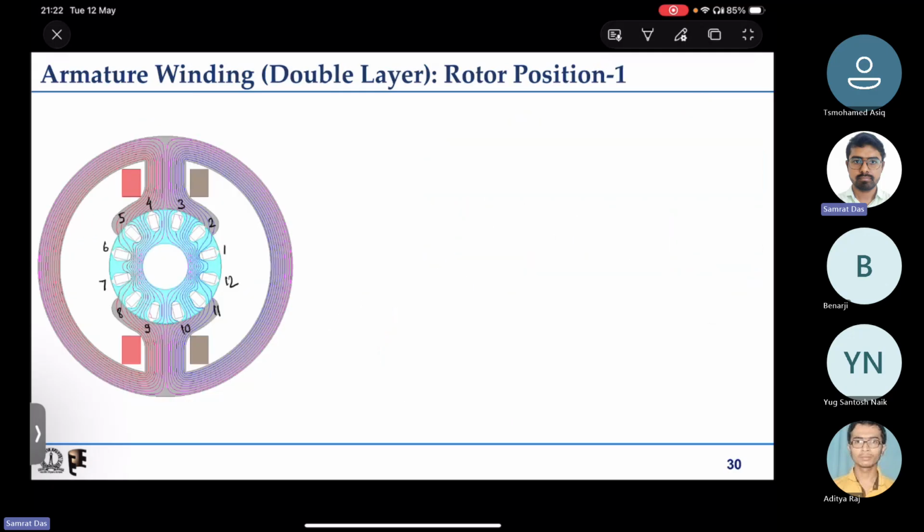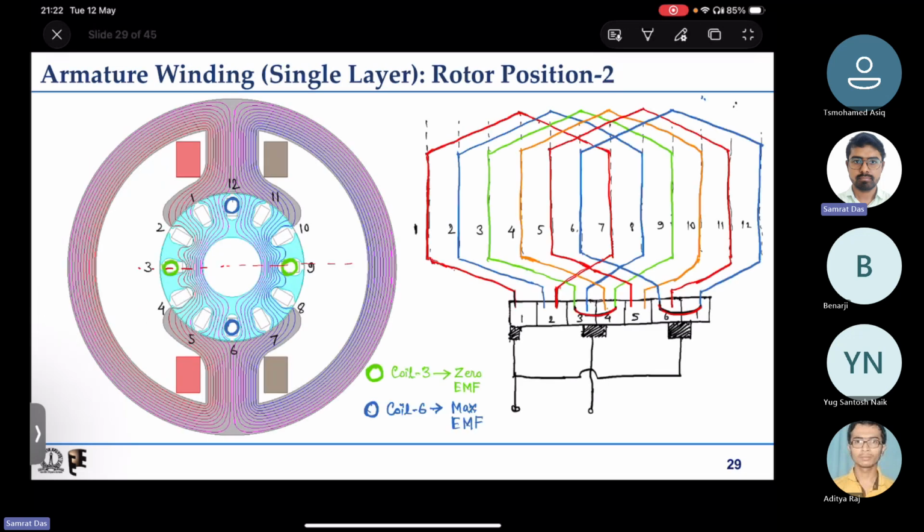So probably I can go to the double layer winding, because it's not physical, right? You got it right. It is not a practical case. For conceptual understanding only I am discussing this, that why can we not go for single layer winding in a DC motor? That's all.